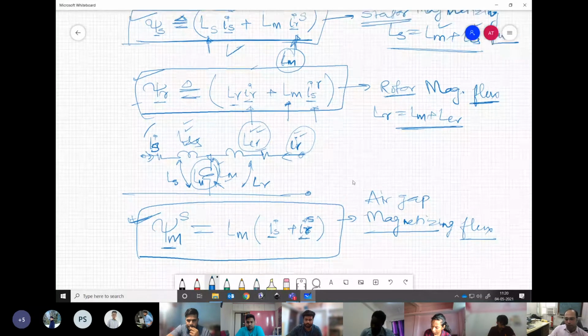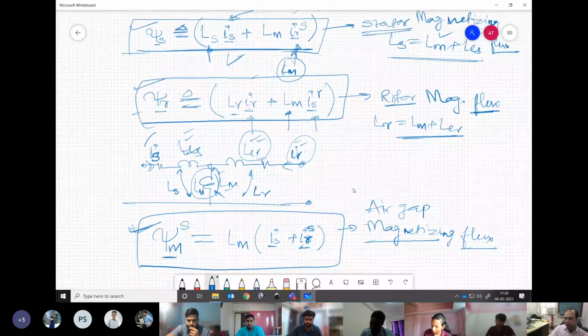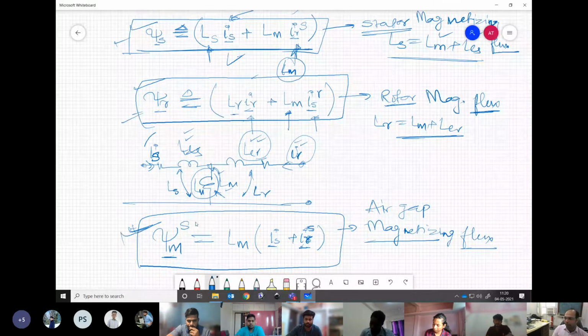When you go from PM to induction motor, you have to understand these three terms. There we had a permanent magnet. We simply defined our rotor flux in terms of the magnets and all, and then we got the equations. But here we have all three things equally important.